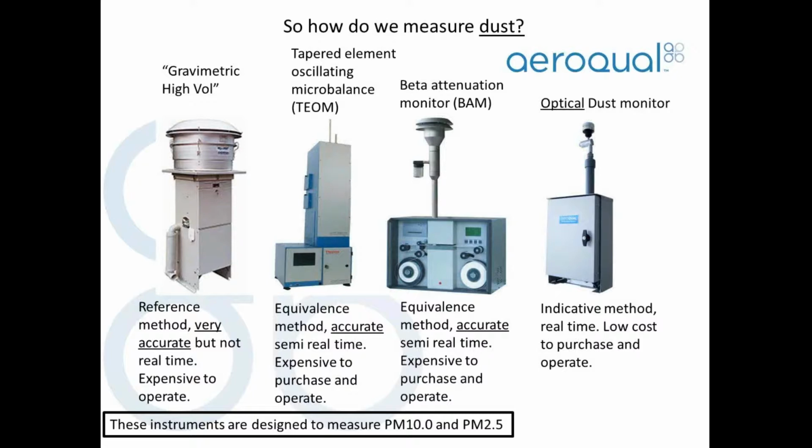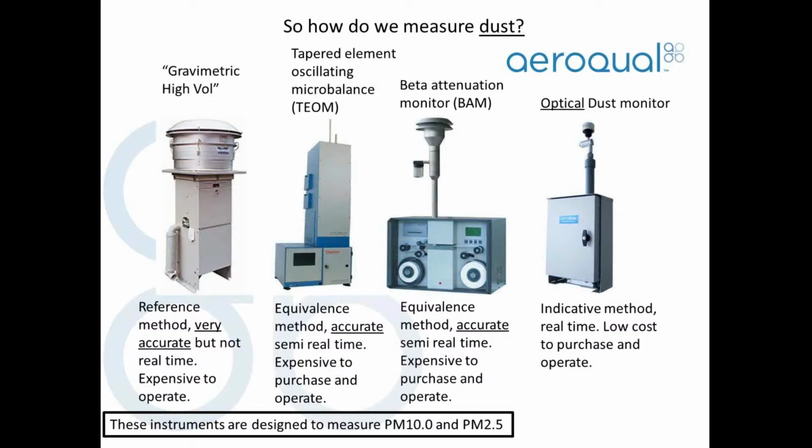One of the disadvantages to the gravimetric high vol method is that it's not real time. Typically sample periods for the gravimetric high vol are around 24 or 48 hours, depending upon the site. These are used in national air quality monitoring networks. So although they give a very accurate reading, what they do not allow us to see are what you might refer to as emission events. These are short-lived, high concentration emissions of dust, or PM10. Rather, they integrate over a fixed period of time.